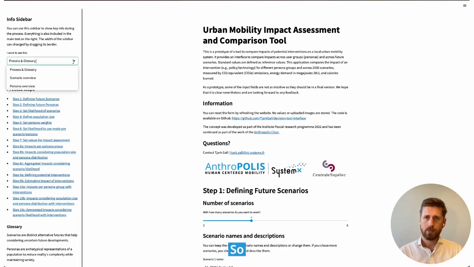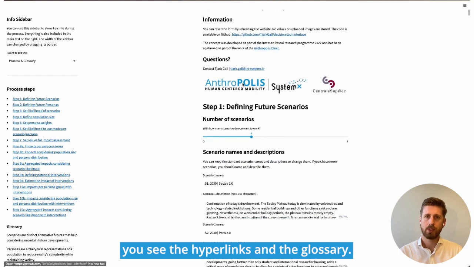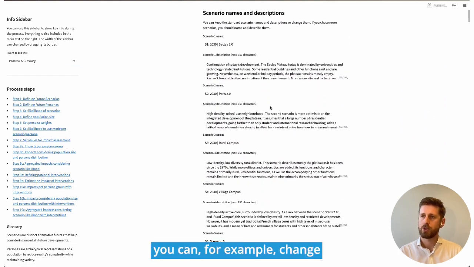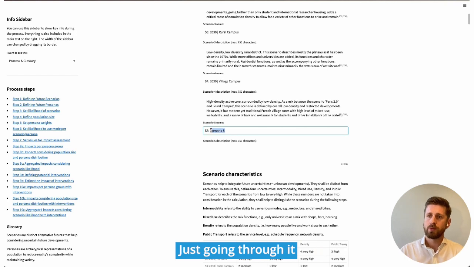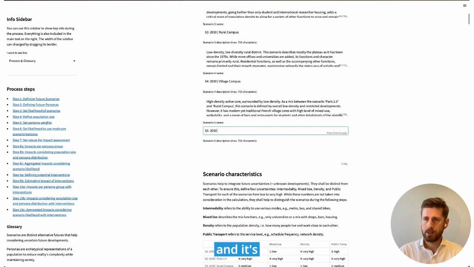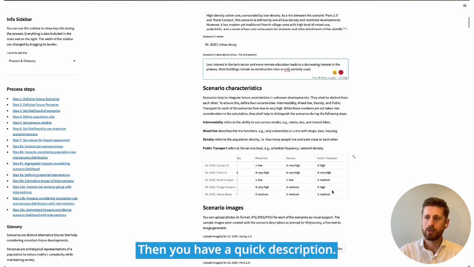So here on the left, you can choose. In this case, you see the hyperlinks of the glossary. On the right side, you can, for example, change the number of scenarios. Then a new field appears, which you can give a name. Just going through it very quickly here to give you a bit of an idea what it is about. So here, for example, the name is urban decay.